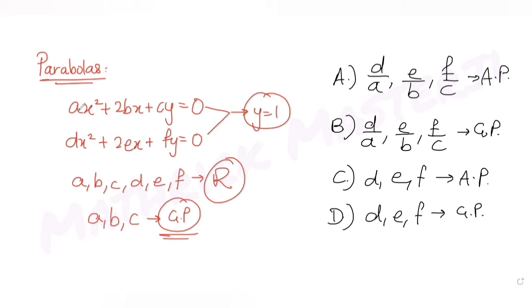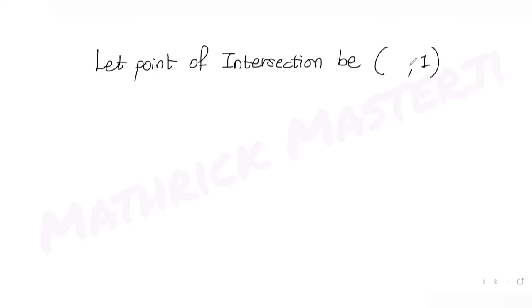We know that both of these parabolas intersect on the line y equals 1. So let's say the point of intersection of these two parabolas. Point of intersection means we are writing the coordinates. We don't know the x coordinate, but we know the y coordinate is 1. So let's assume any x coordinate, a variable, let's say alpha. Let the point of intersection be alpha comma 1, where alpha can hold any value.